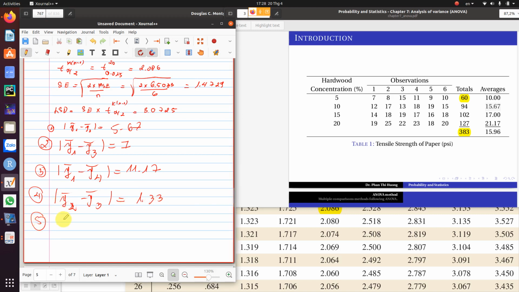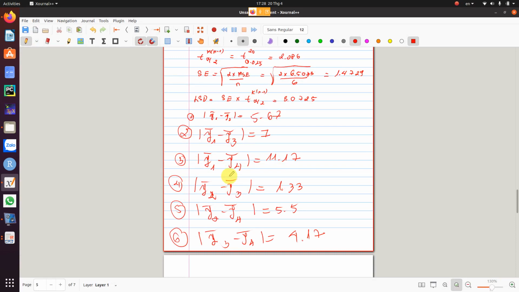Number 5, we have y2 and y4. Please use your calculator. What do we have? 5.5. And number 6, the last one, y3 and y4. What do we have? 4.17. Okay, thank you.